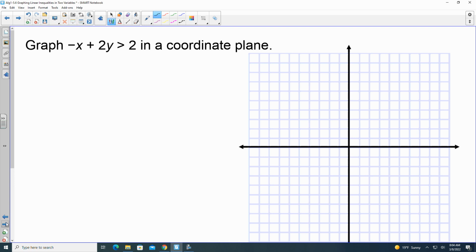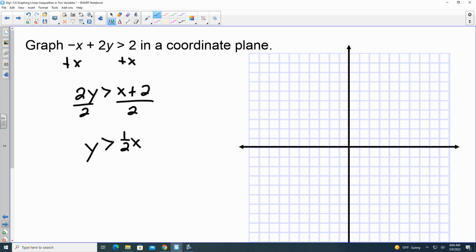Here, they're asking us to graph this one. In this particular situation, I need to get into slope-intercept form. So I'm going to add x. So now I got 2y is greater than x plus 2. I divide 2 here, I divide 2 here. So now I get y is greater than 1/2 x plus 1.